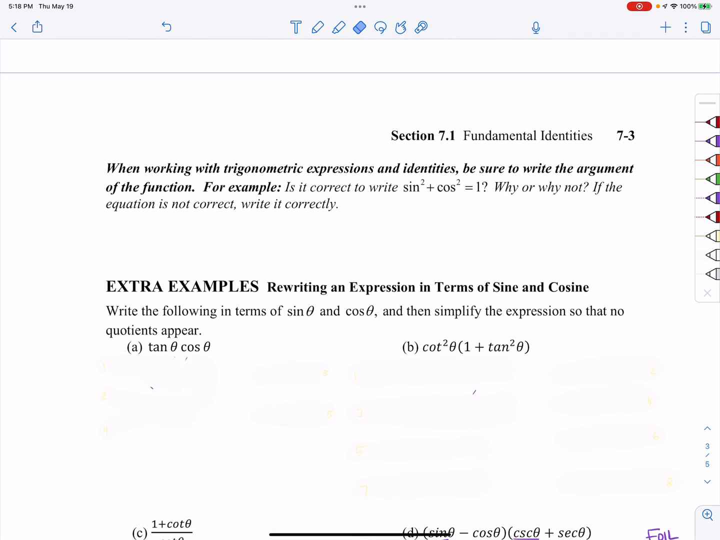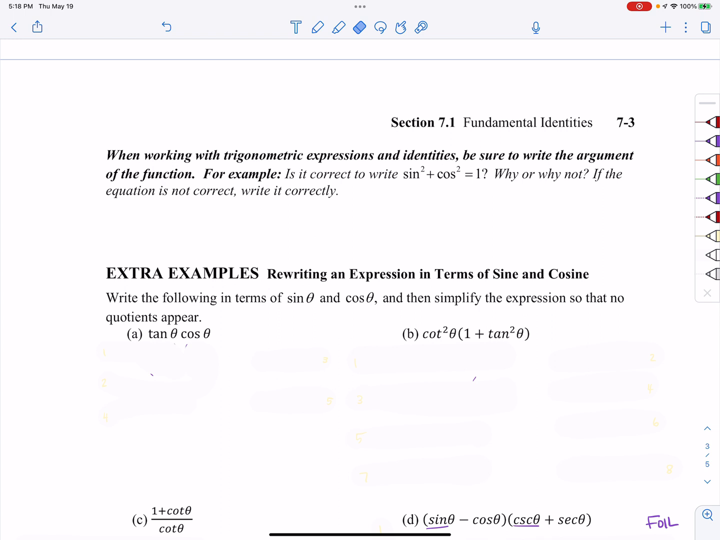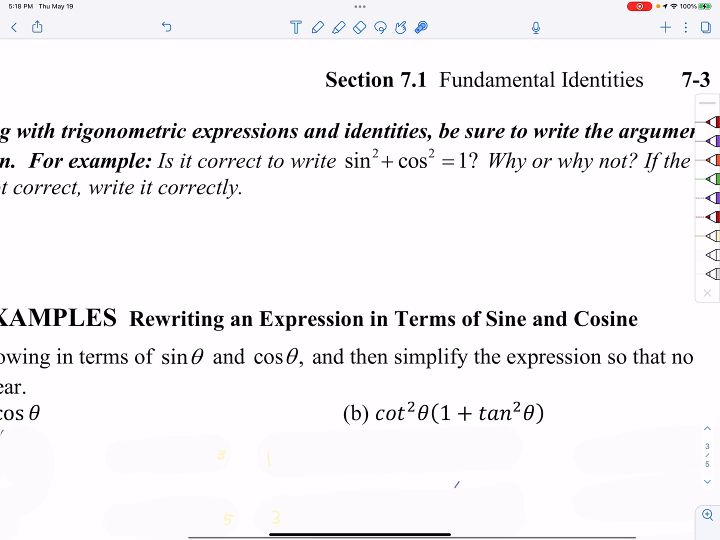All right. Little statement here, when working with trig expressions and identities, be sure to write the argument of the function. For instance, is it correct to write sine squared plus cosine squared equals 1? And you know, this is a little confusing because on this video, you've heard me say that very thing, sine squared plus cosine squared is equal to 1. But what you haven't seen me do, even though you've heard me say that, you haven't seen me write that.